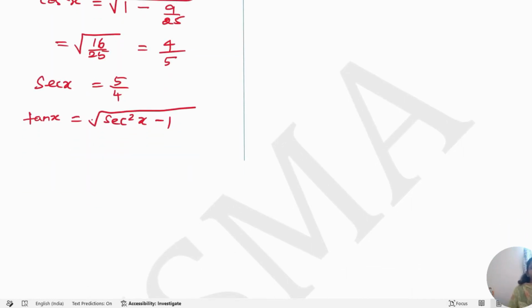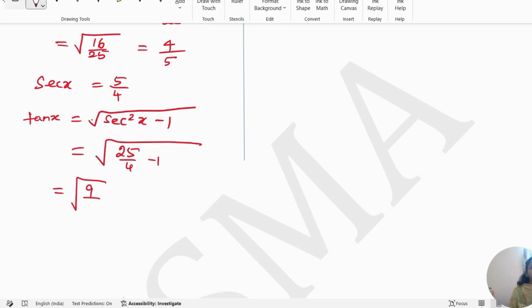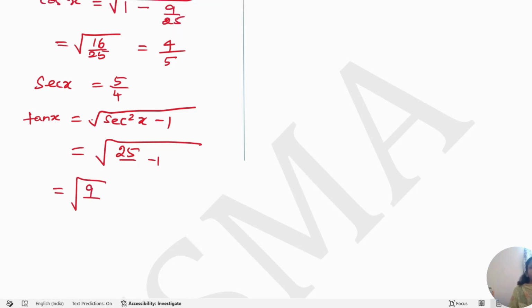Secant x is equal to 5 by 4. So root of 5 by 4 squared, which is 25 by 4, minus 1. Sorry, this is not 4, this is 4 square, 16. So 25 by 16 minus 1, so 9 by 16, which is equal to 3 by 4.